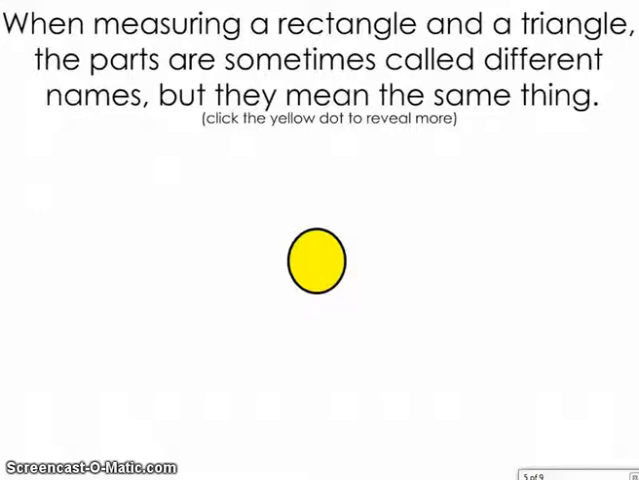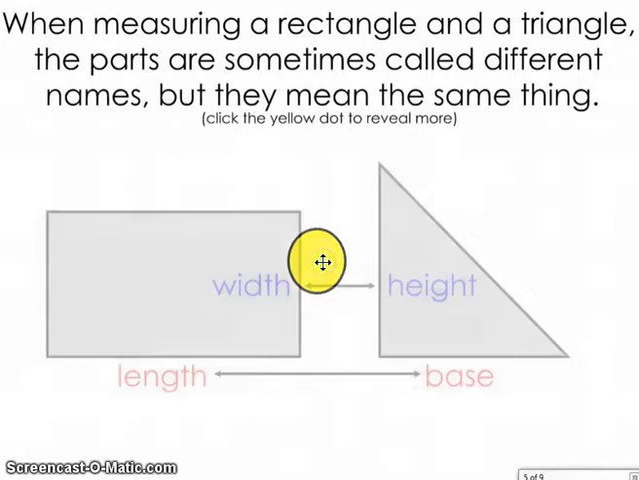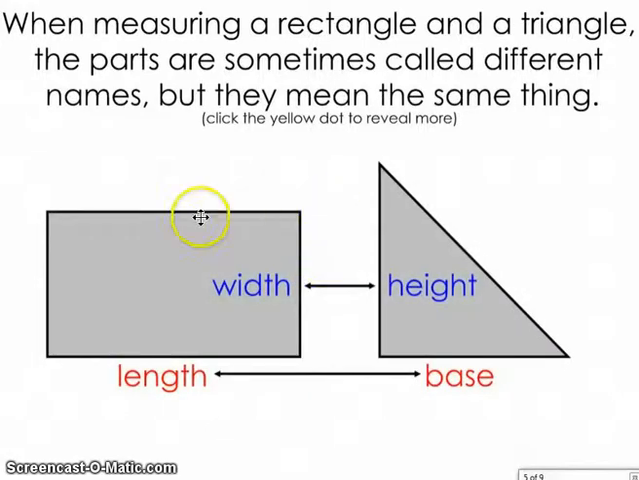When measuring a rectangle and a triangle, the parts are sometimes called different names, but they mean the same thing. So on a rectangle, here we have the length and the width. On a triangle, you'll have the height and the base. And you can see how they kind of differ from one shape to the other.